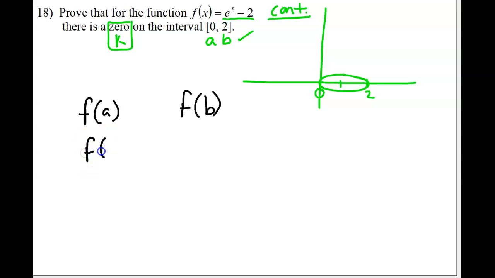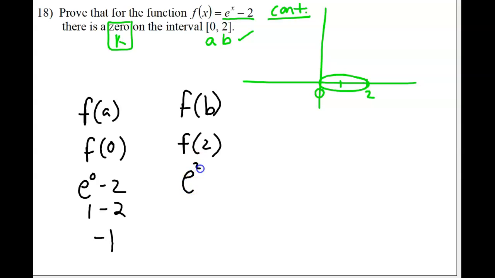So in this case, for this problem, my a is 0, and for my b, it's 2. Now, f of 0 is going to be e to the 0 minus 2. Now, any number to the 0 power is always 1, and 1 minus 2 is negative 1. Now we'll do f of 2. Now I end up with e squared minus 2.